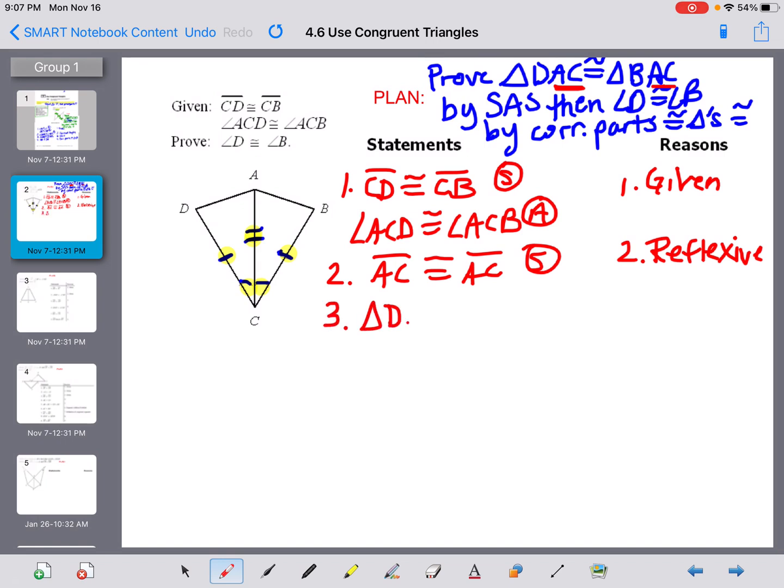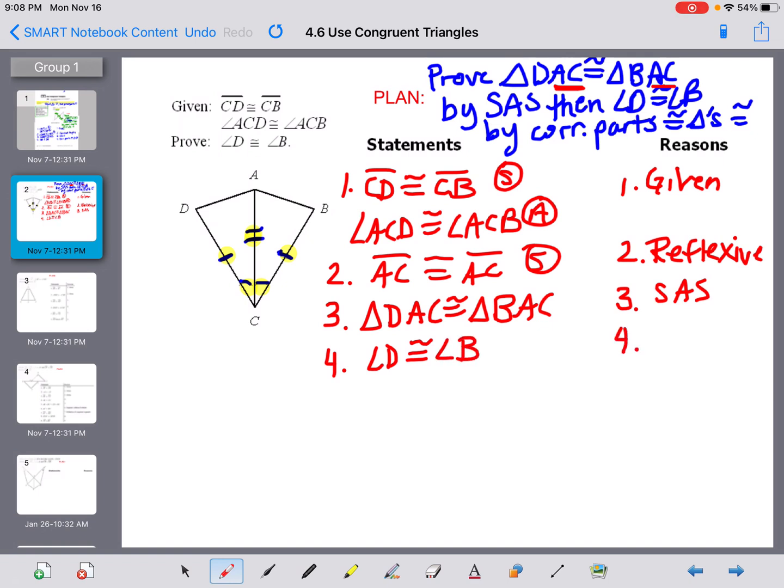Triangle, what did we decide to call it? DAC, congruent to triangle BAC up there at the top. And the reason they're congruent is by side, angle, side. Now that my triangles are congruent, I can go ahead and prove my parts of my triangles congruent. So angle D will be congruent to angle B, and the reason is by corresponding parts of congruent triangles are congruent. Okay? Not bad. 3-step proof from before, we add one more step, and we're right where we want to be. Okay? Let's try our next one.